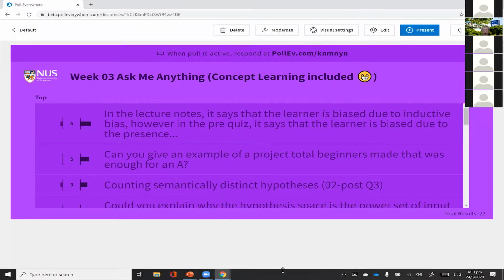If you are willing to share it in chat, let me just check whether chat is enabled. Then you can share it with me, or maybe raise your hand and I'll be able to see that. So the learner is biased because we needed to have some a priori assumptions in order for us to learn. In the pre-quiz, it says that the learner is biased due to the presence of something.